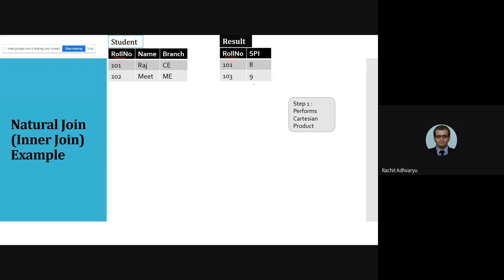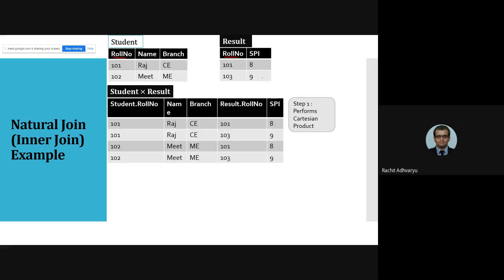We are merging the two tables by taking each row of one table with each and every row of the other table. So this is the output of the Cartesian product where we have the two common columns. What we have done is just added the table name to those columns to differentiate both of them. Right. So this is step number 1.